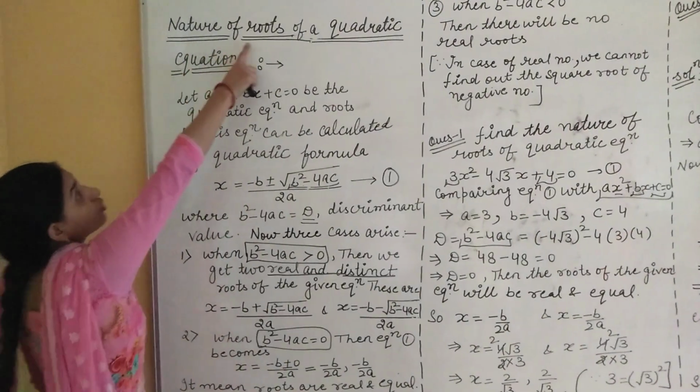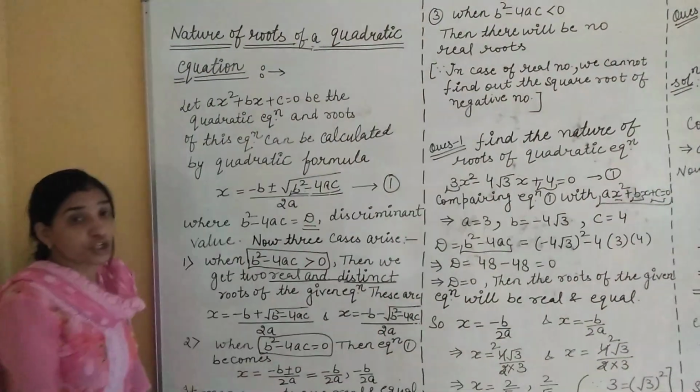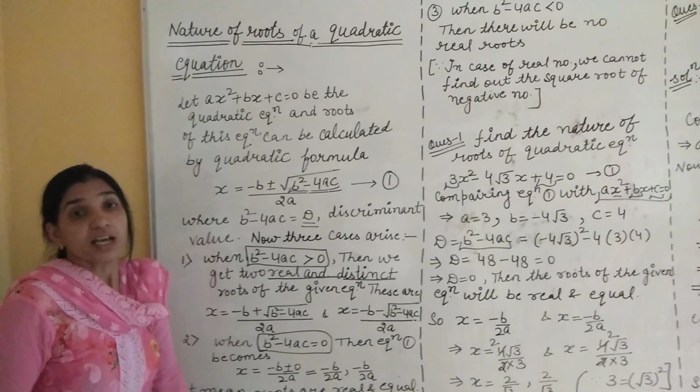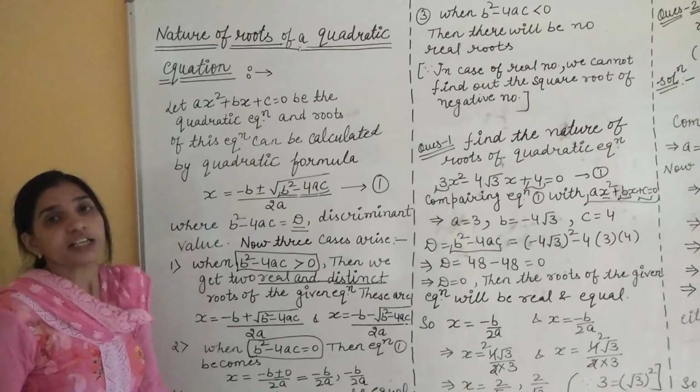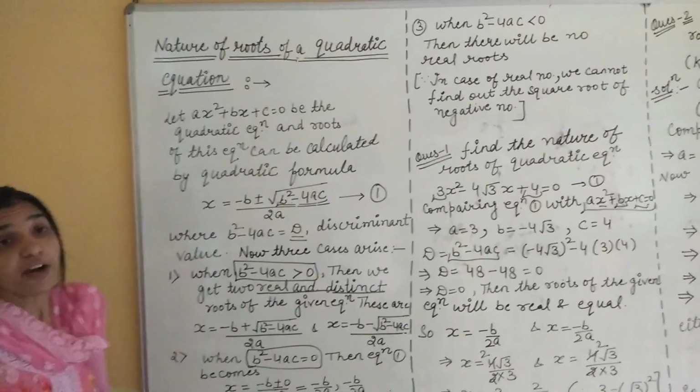Today's topic is how we can find out the nature of the roots of quadratic equations. It means: what is the nature of the roots? They may be real and distinct, real and equal, or there may be no real roots. How can we find out the nature?